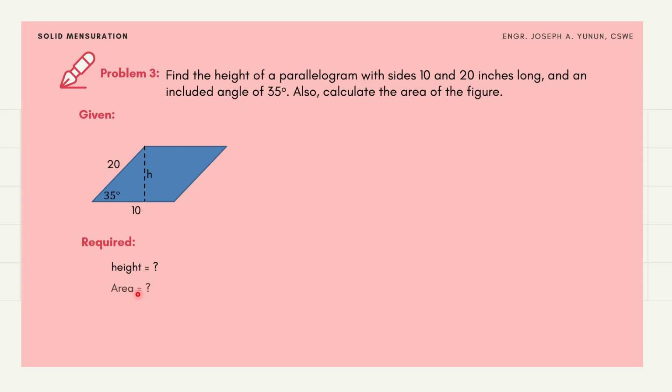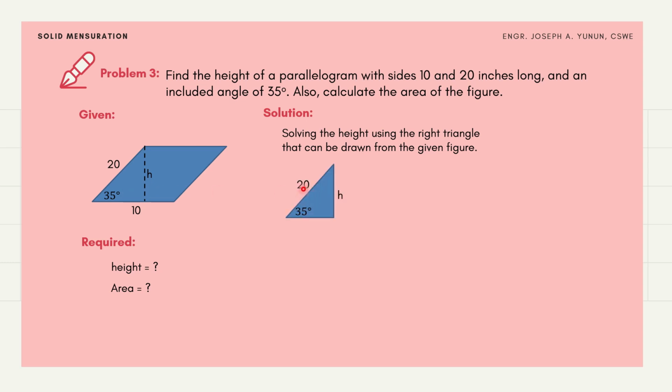So the required are the height and the area. For the solution, based on the given figure or parallelogram, I can get a triangle. So you have side 20, 35 degrees, and the altitude. Solving for the height using the right triangle that can be drawn from the given figure. I probably cannot use the Pythagorean theorem because two sides are not given. I have three sides here, of which two sides are unknown.